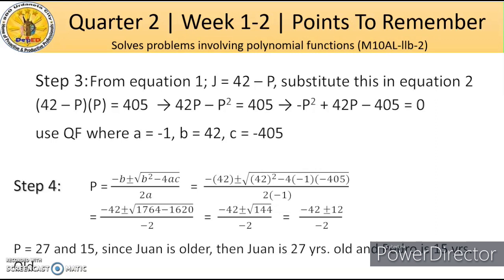So P has two values, which are 27 and 15. Since one is the older, then Juan is 27 years old and Pedro is 15 years old. You may recheck by getting the sum and the product of their ages, wherein 27 times 15 is equal to 405 and 27 plus 15 is equal to 42.